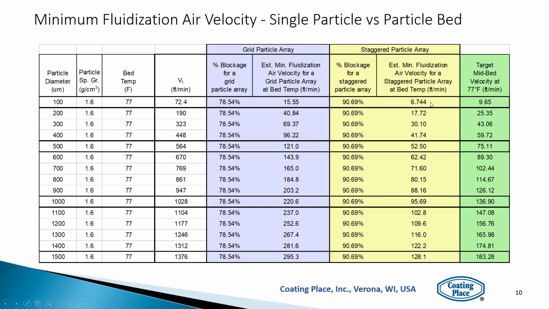A staggered particle array blocks off 90.7% of that area, so it comes to 52.5 feet per minute of air to suspend a particle. An average of those two comes to 75.11.